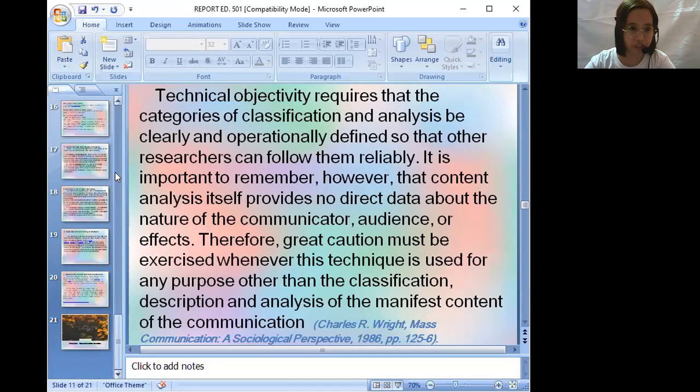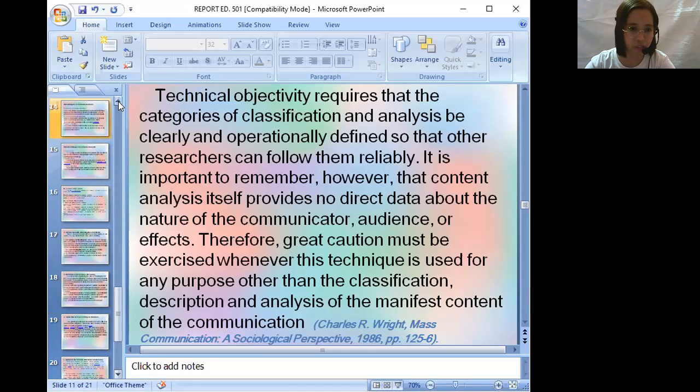Okay, next. Okay, where are we? 12th slide.